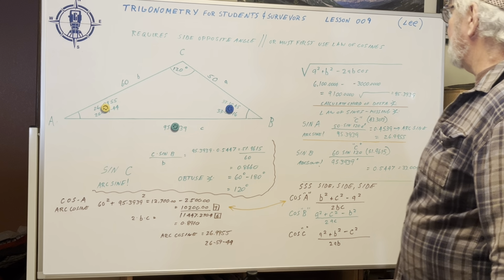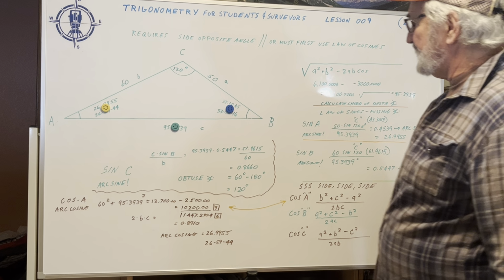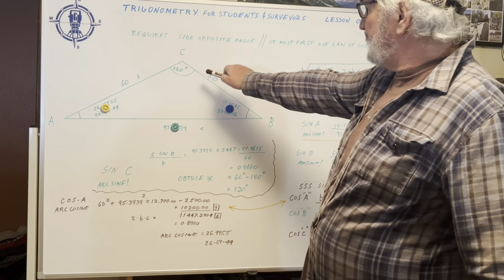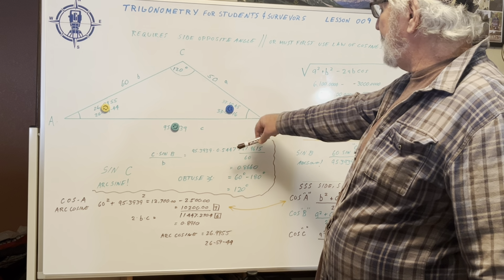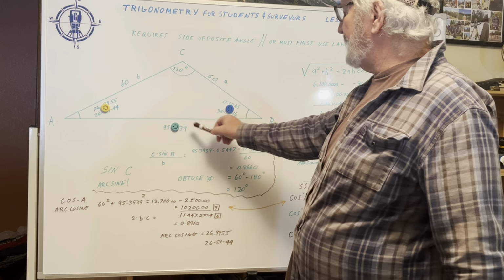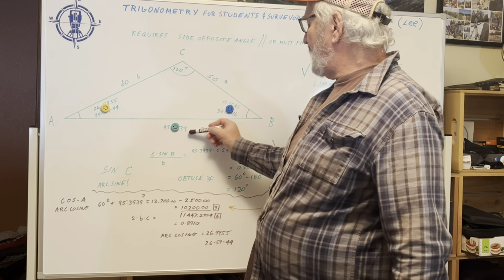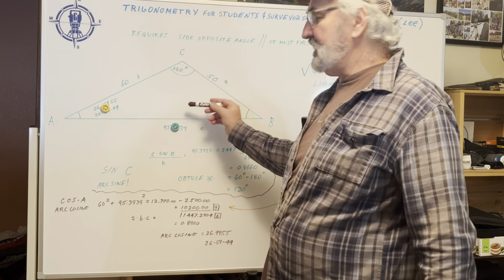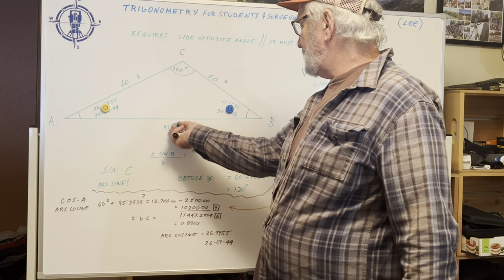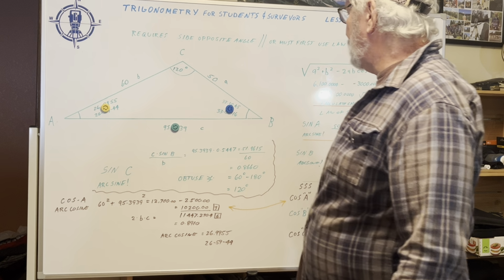We're over on this side now. We're going to look at the law of cosines. It requires that you start with the law of sines. If you don't have the angle opposite a side, you need to create that first. So that's just kind of blocking your line there.